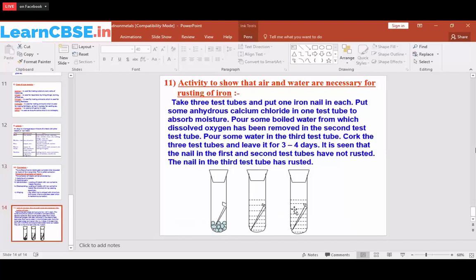In the last one, pour some water in the third test tube. Then we have placed the cork and left it for 3 to 4 days. After that, we see that the first test tube and the second test tube have not rusted at all. But the nail in the third test tube has rusted. So it means that the oxygen as well as the water both are necessary for the metal to corrode.